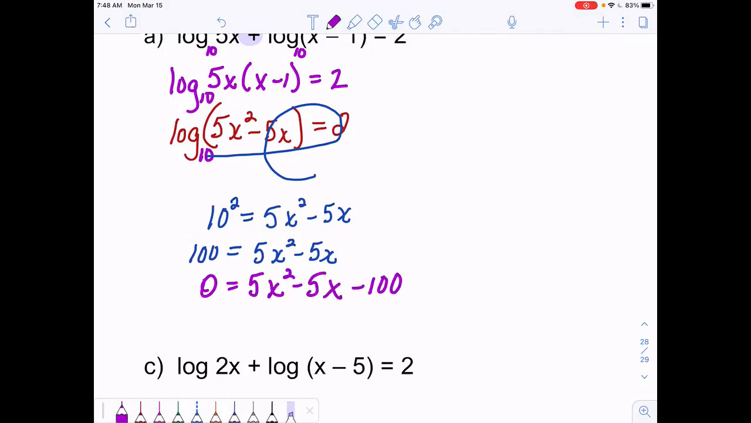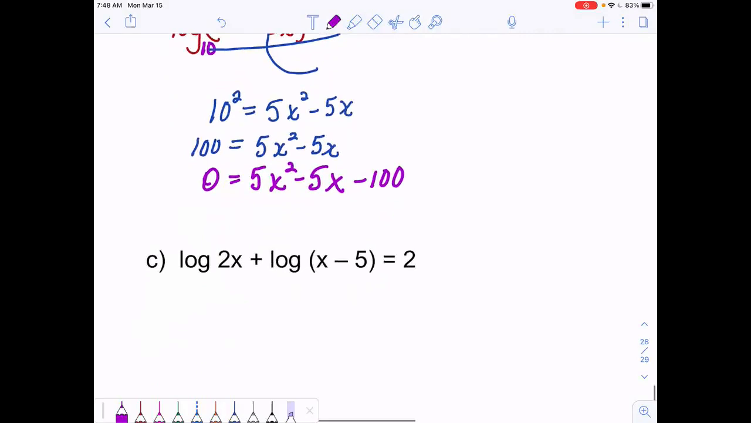So set it equal to 0. And then, Jordan, what would you use to solve this? Yeah, we would factor it. So first, when you factor, if there's a GCF, take it out. And these are all divisible by 5. So let's pull out the 5. That makes factoring a lot nicer.